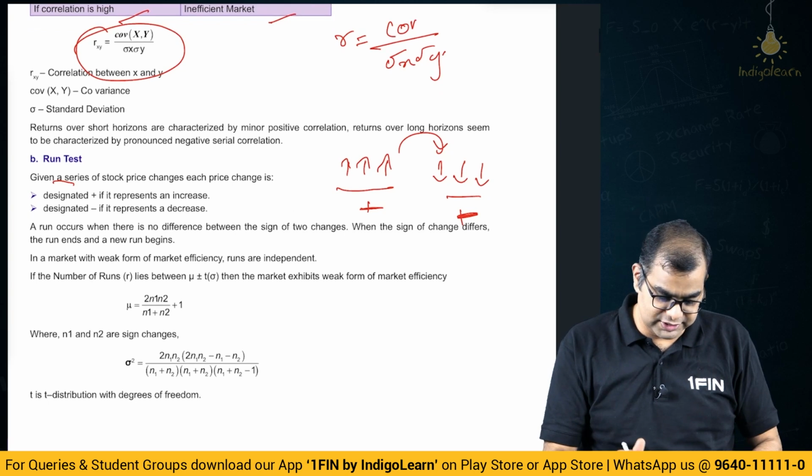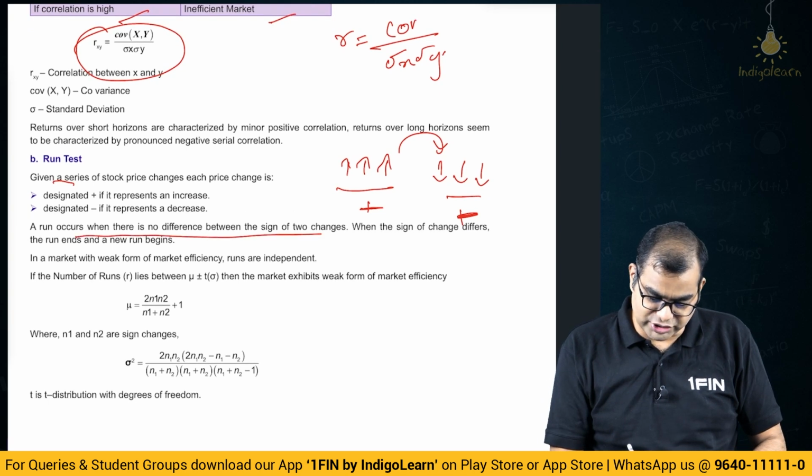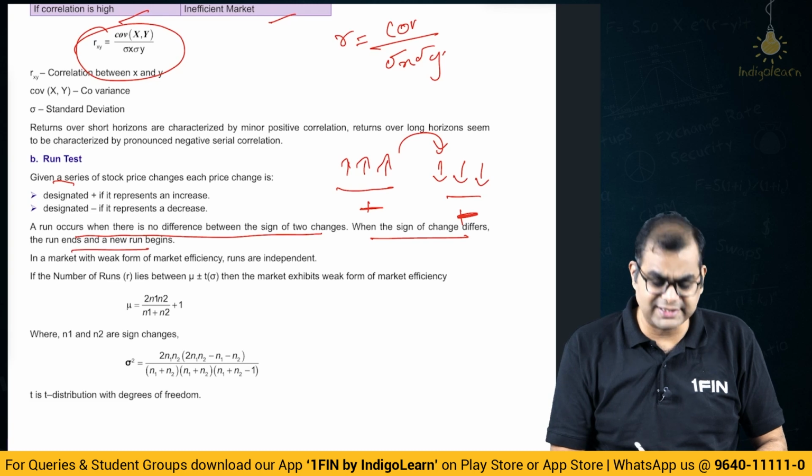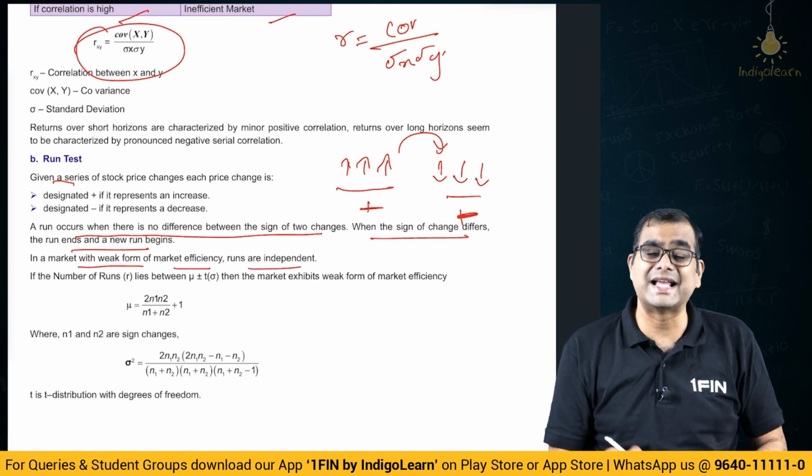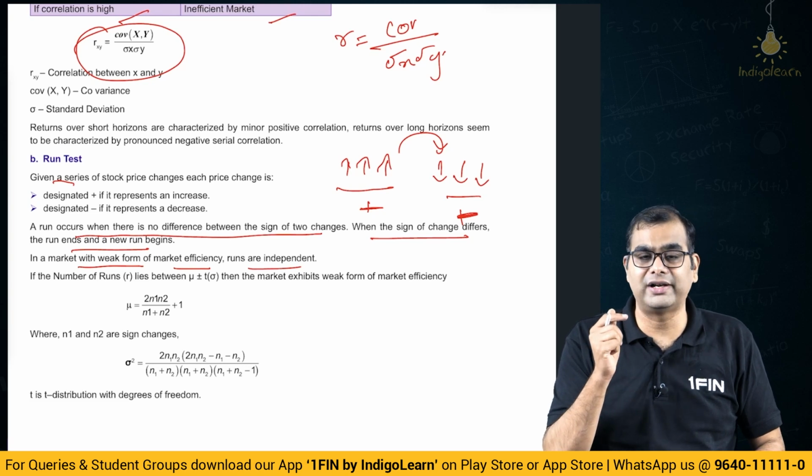So what you basically do is, a run occurs when there is no difference between the signs of two changes. When the sign of change differs, the run ends and a new run begins. That is what I was explaining to you. In a market with weak form of market efficiency, runs are independent. The runs are not linked or related.